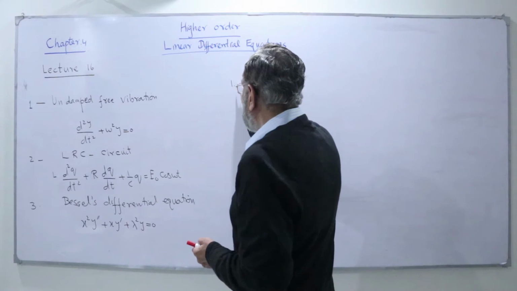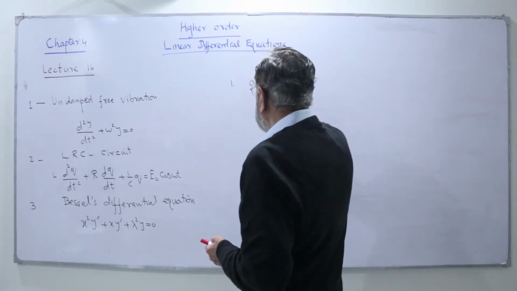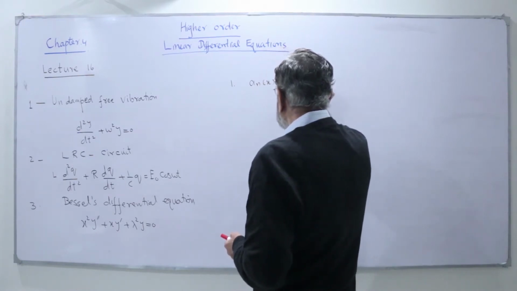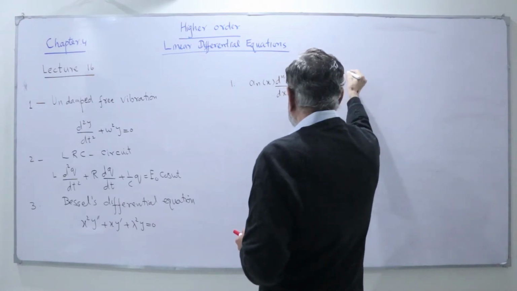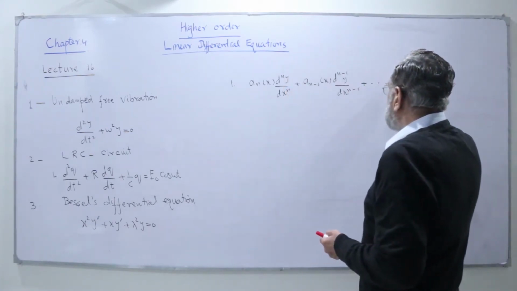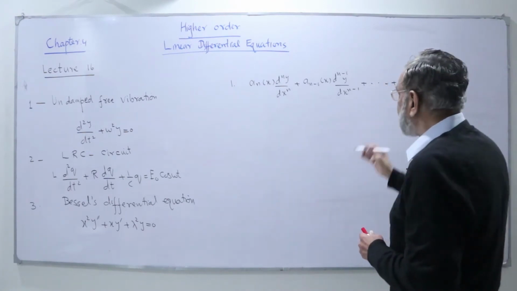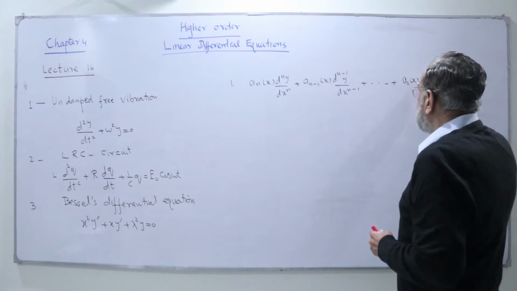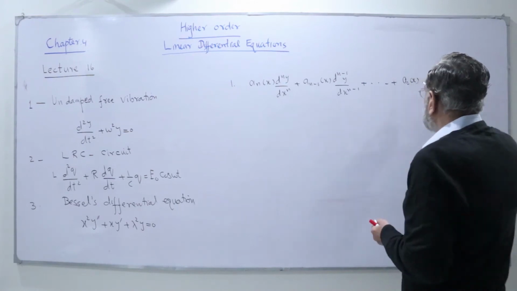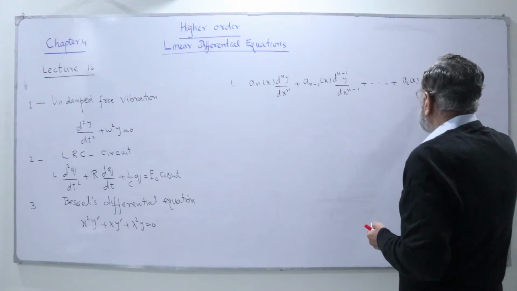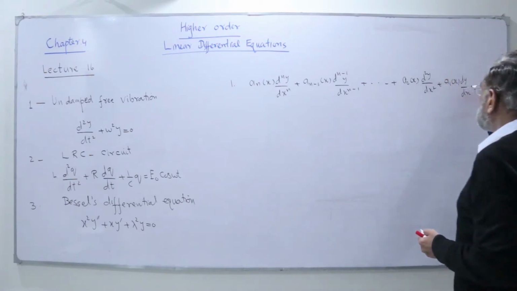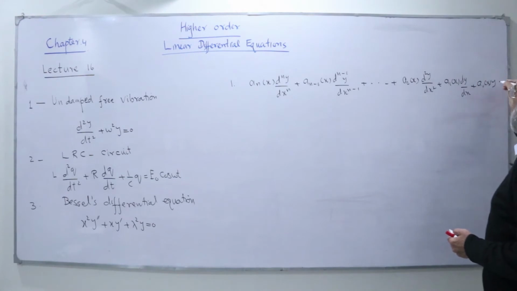If I take here an example: a n of x d n y by dx n plus a n minus 1 of x d n minus 1 y by dx n minus 1, and plus, I put here 3 dots, meaning this is the gap which is filled by the other terms. I write here a 2 of x d2y by dx square, plus a 1 of x dy by dx plus a 0 of x y is equal to f of x.